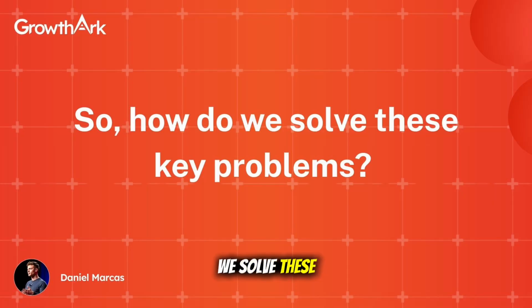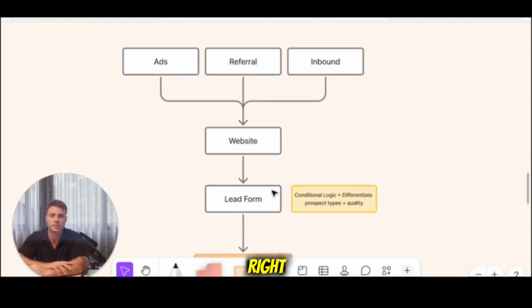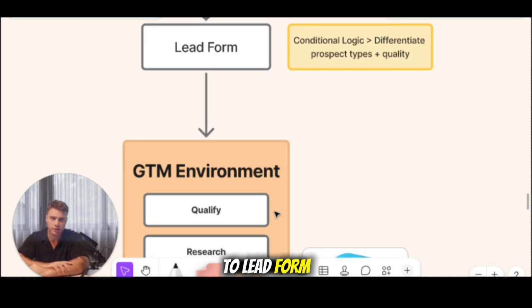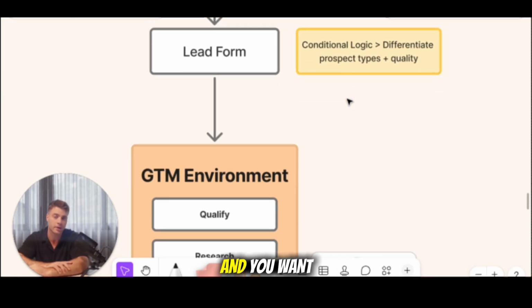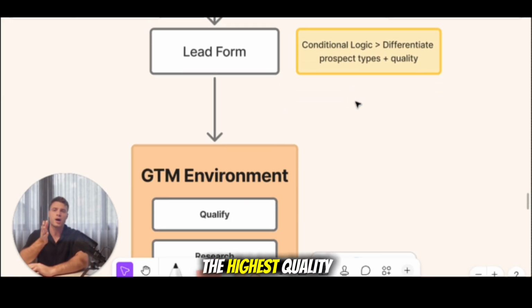So how do we solve these key problems? And it's a problem of efficiency, right? Leads come in, go to a lead form. Step number one is you want to add conditional logic. This is the simplest thing to do. And by doing so, you can differentiate different prospect types as well as the quality, right? Because not all leads coming in are equal. Some might have a much higher potential LTV and are much more aligned to your ICP than another lead, right? And you want to differentiate them and then route the highest quality lead to the sales reps, especially to the sales reps that have a history of having a high close rate with those types of leads, right?